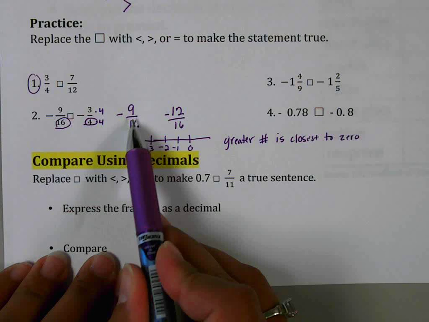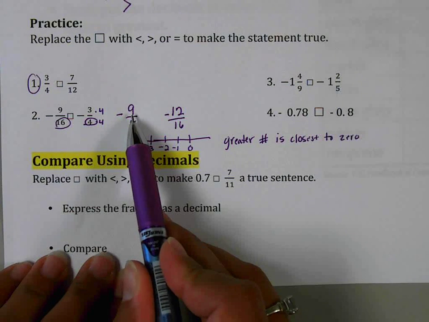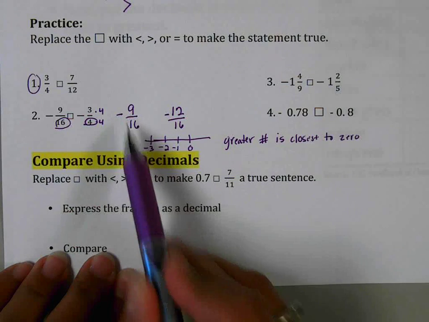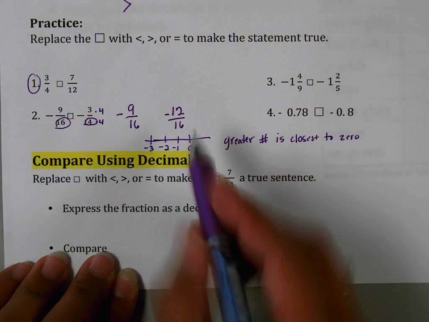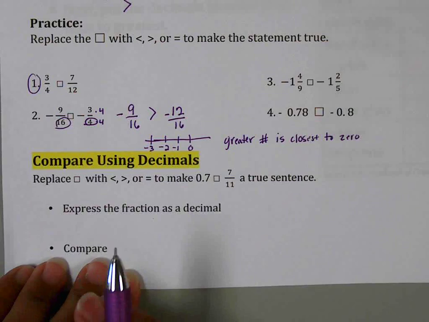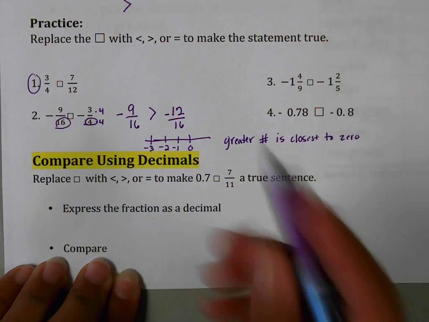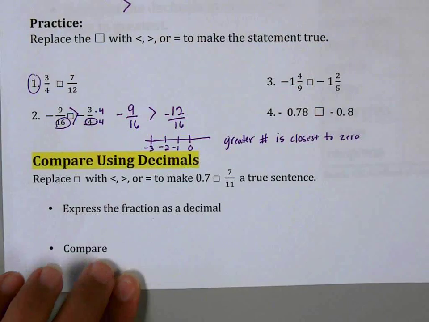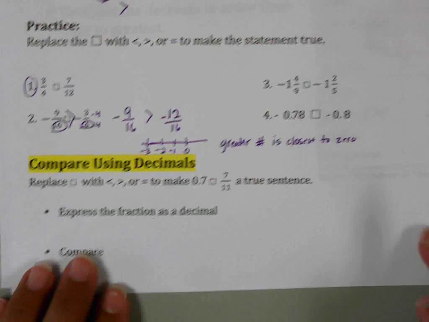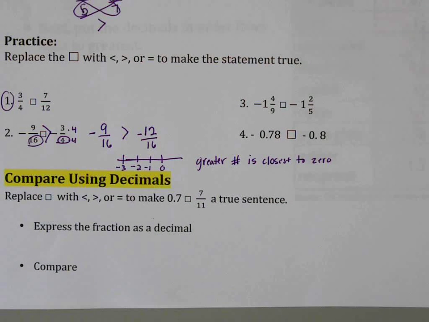So -9, even though it may seem like it's smaller because when you're comparing 9 and 12, a -9 is actually going to be greater because it is closer to 0. If you have any questions about that, make sure that you ask those questions in class tomorrow. So a negative 9/16 is going to be greater than a negative 3/4. Now let's look at number 3. A negative 1 4/9 compared to a negative 1 2/5.